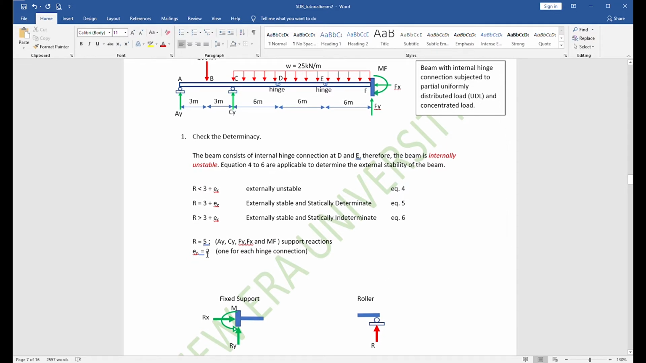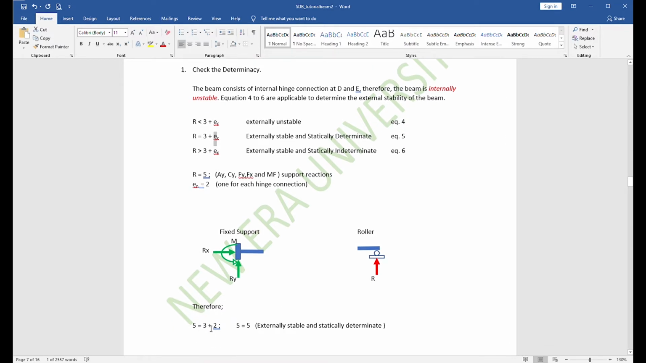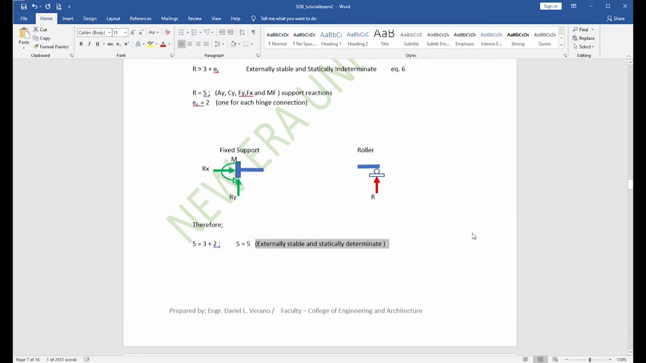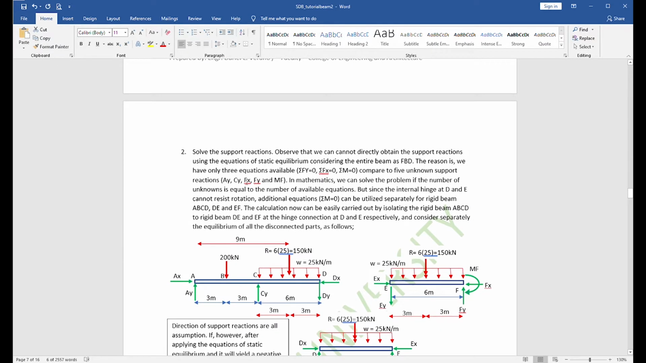So, 5 in all. Next, we subtract the equations of condition, that is 1 for every hinge connection. We have two, so that is equal to 2. If we now replace the values, R is equal to 5, the equations of static equilibrium is 3, and the equations of condition is 2, so 5 equals 3 plus 2, or 5 is equal to 5. That is an externally stable and statically determinate beam. It means that the equations of static equilibrium are enough to solve for the support reactions of the beam. So we will now solve the support reactions using the equations of static equilibrium.